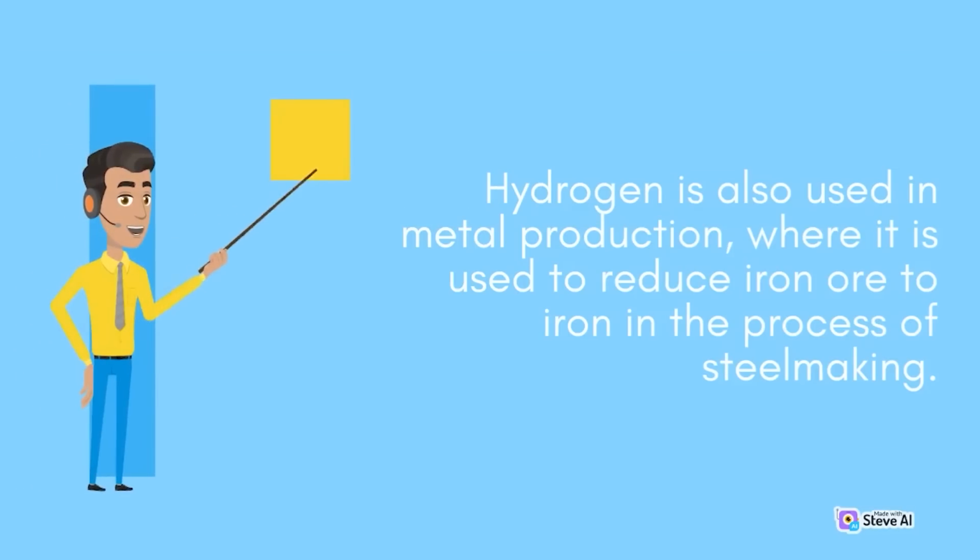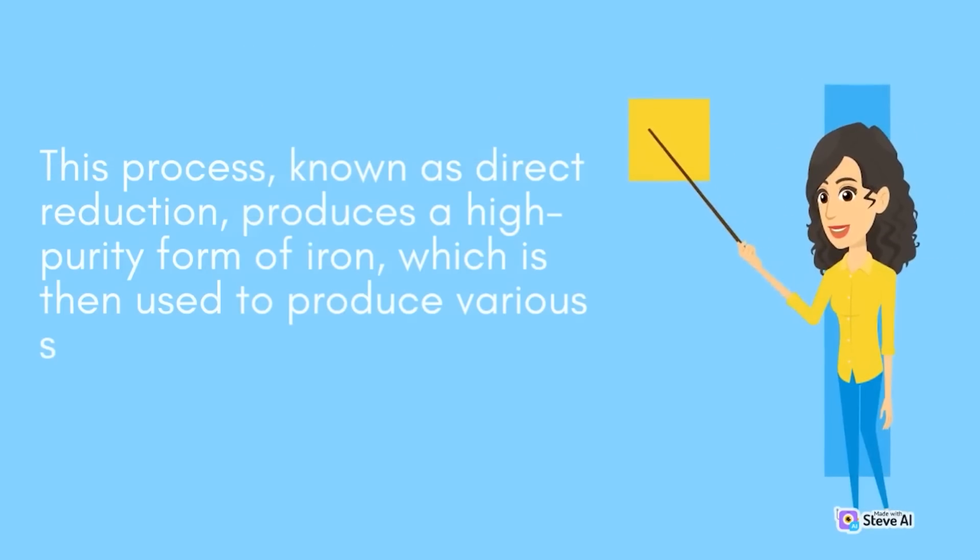Hydrogen is also used in metal production, where it is used to reduce iron ore to iron in the process of steelmaking. This process, known as direct reduction, produces a high-purity form of iron, which is then used to produce various steel products.